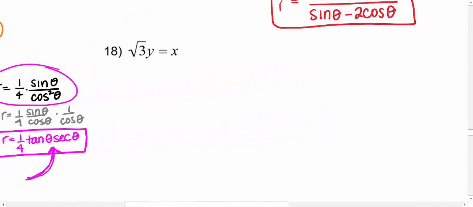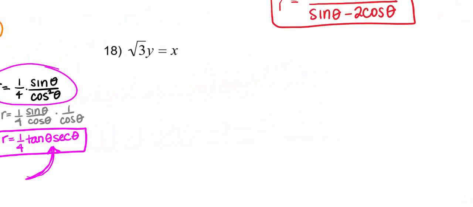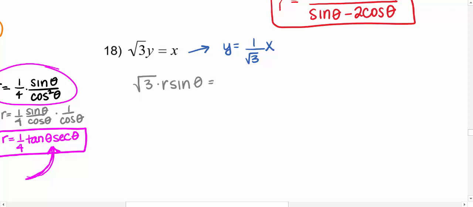Okay, so let's look at one more here. Square root of 3 times y equals x. Again, this is going to be a line. If you don't recognize it, you could divide both sides by square root of 3, and so it looks like so. Okay, so this is a line in Cartesian mode. So let's convert this. So y equals r sine theta, and x is r cosine theta.